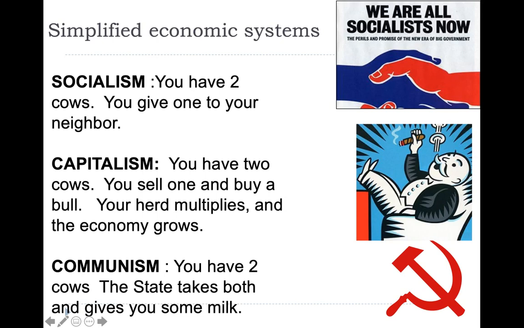Okay? If you lived in a capitalist country like the United States and you have two cows, you can do whatever you want with your cows. You'll probably sell one of your cows and buy a bull. Therefore, you can mate your cow and your bull together, and your herd can multiply and you can make more money. If you live in a communist country like North Korea, you would have two cows. The state would take all of the milk, or the state would take both of the cows and give you some of the milk in return, meaning you don't actually own the cows and you don't have two cows anymore.